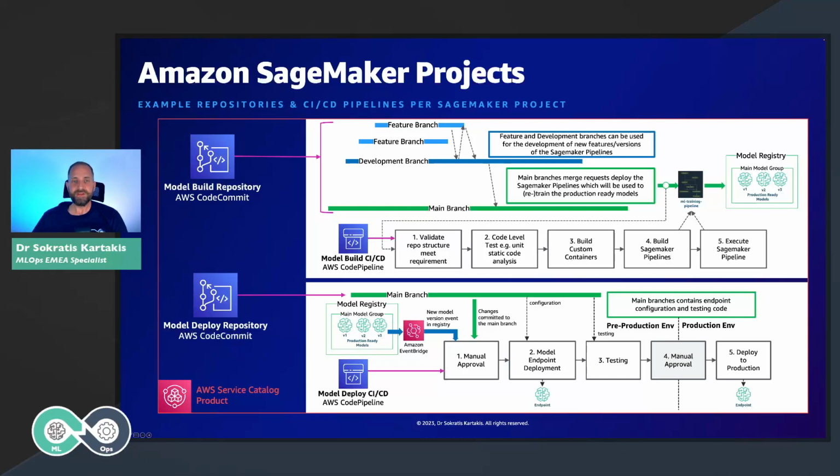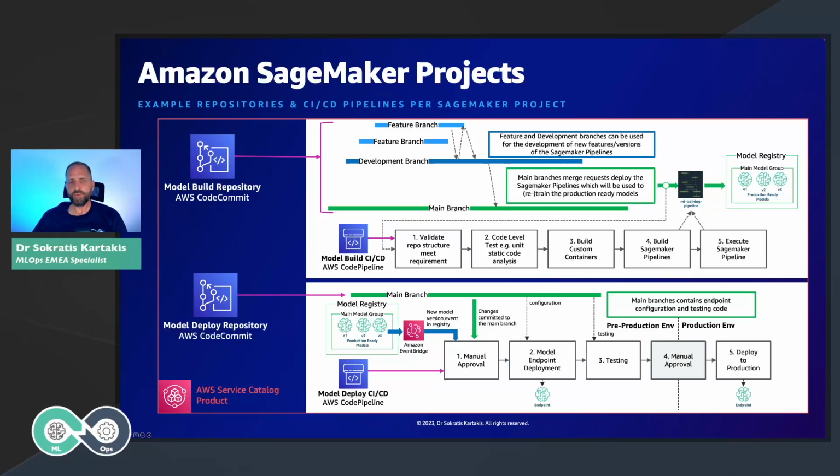SageMaker supports 7 predefined templates. One of these templates is the one that I showed you here on the slide, but it also has the capability to allow you to build your own custom project template. This is extremely powerful, and with most of the customers, what we do is we create such a custom SageMaker project template, depending on their needs and depending on their tools.